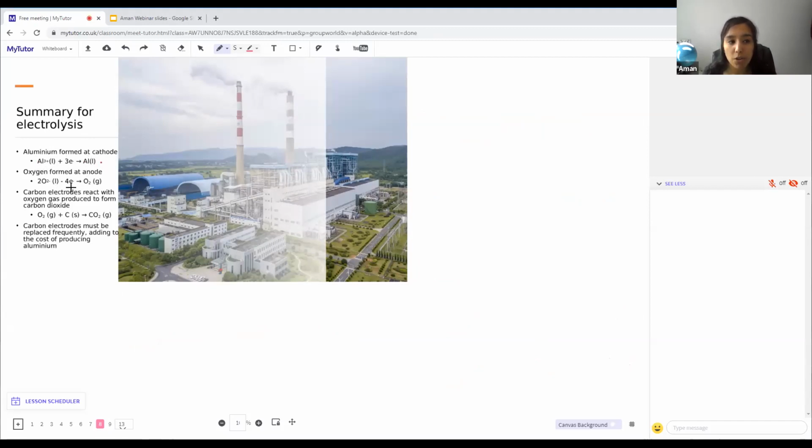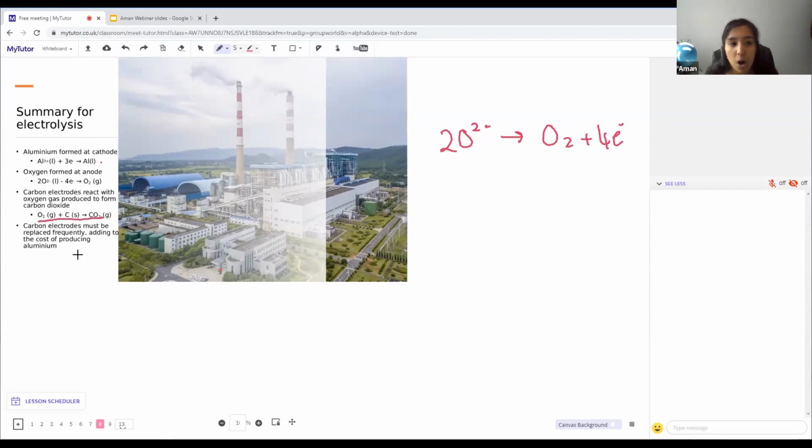Oxygen is formed at the anode, and that's its half equation there. But remember, you can write it the other way around. So the other way around would just be 2O2- goes to O2 plus 4e-. So either way is fine. The carbon electrodes react with oxygen gas to produce carbon dioxide. So that's what this equation here is. So we've got oxygen gas reacting with carbon to produce carbon dioxide.